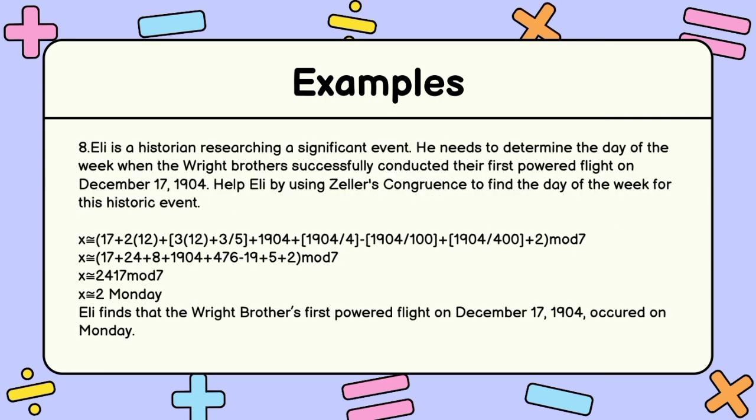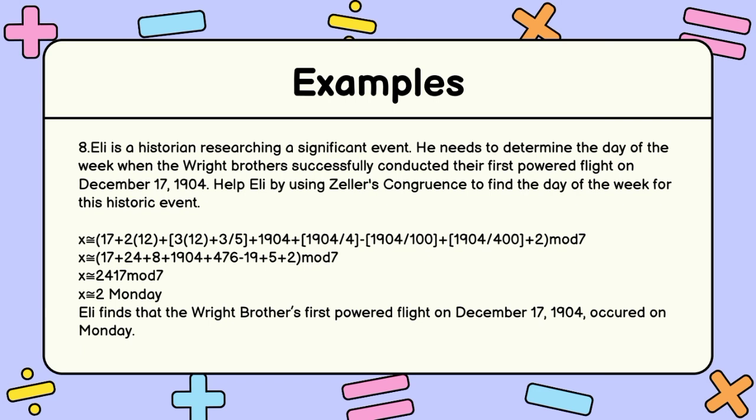Example number 8. Eli is a historian researching a significant event. He needs to determine the day of the week when the Wright brothers successfully conducted their first powered flight on December 17, 1904. Help Eli by using Zeller's congruence to find the day of the week for this historic event.